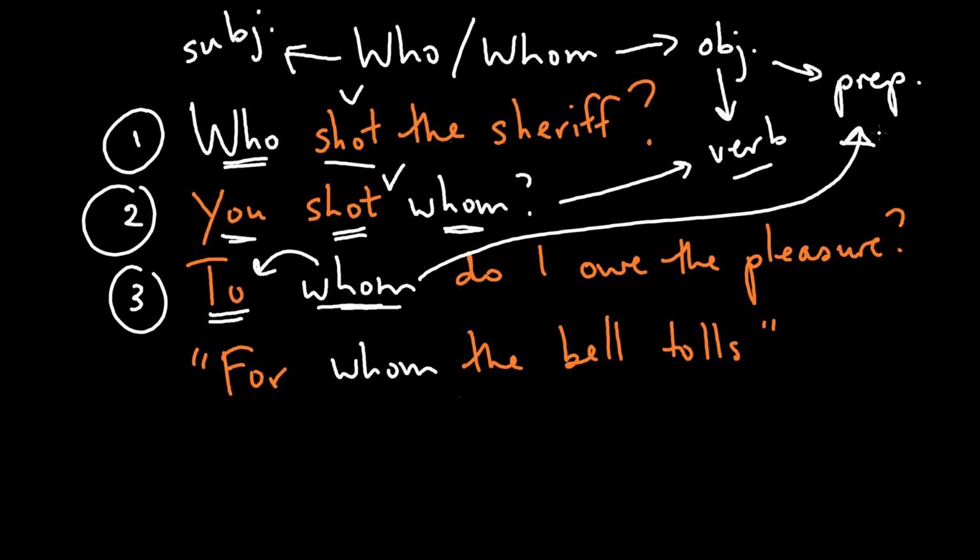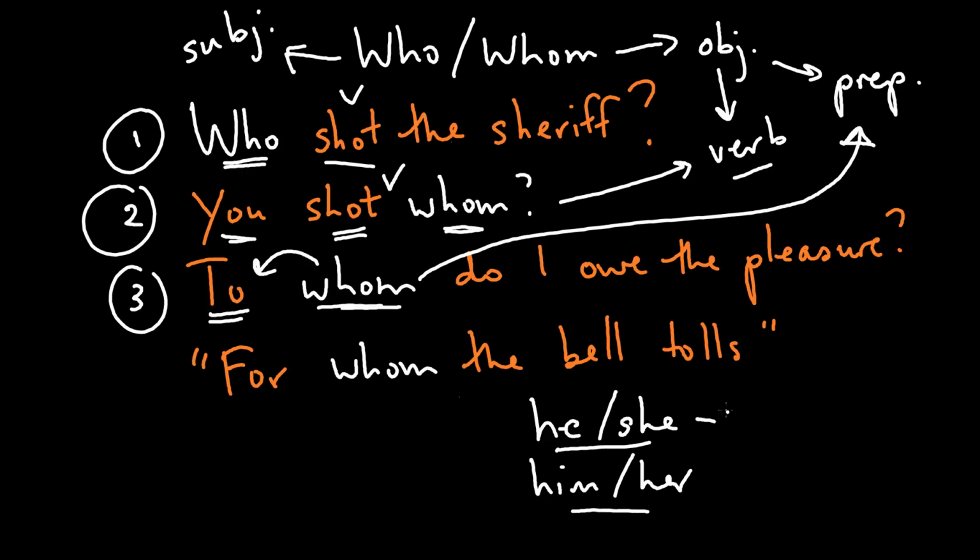And if you want to do a test to see which one you need, what you can do is look at some related pronouns. So you can look at he and she, and him and her. And these have some similarity to who and whom. So he and she are similar to who. They're both subject pronouns, whereas him and her are similar to whom, because they're both object pronouns.